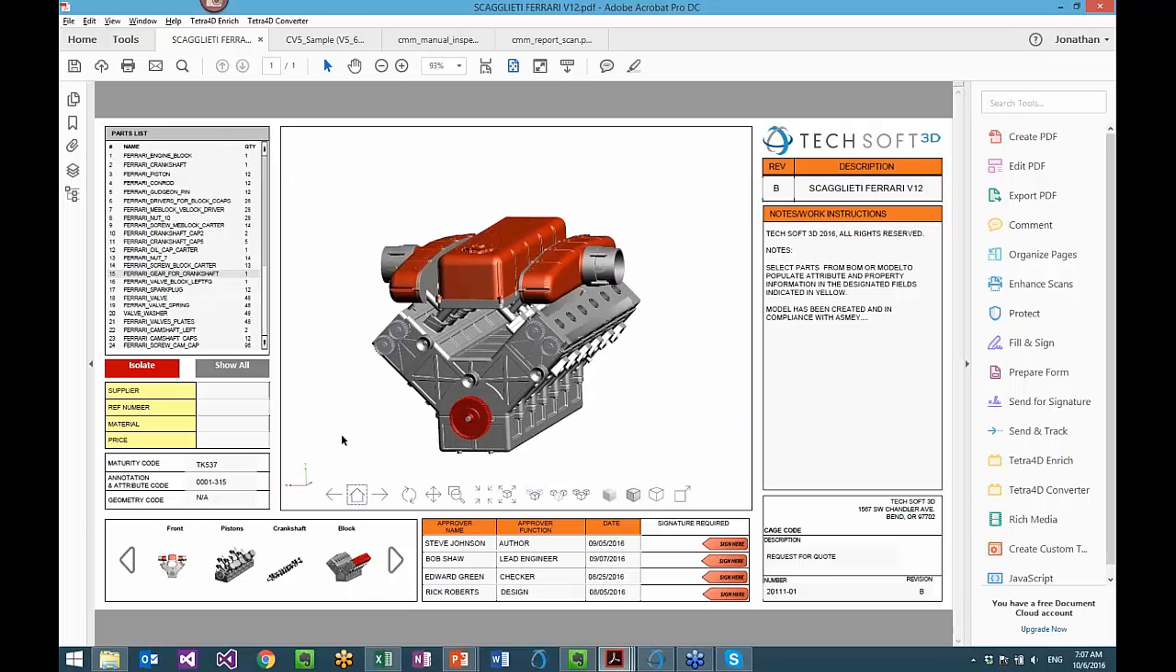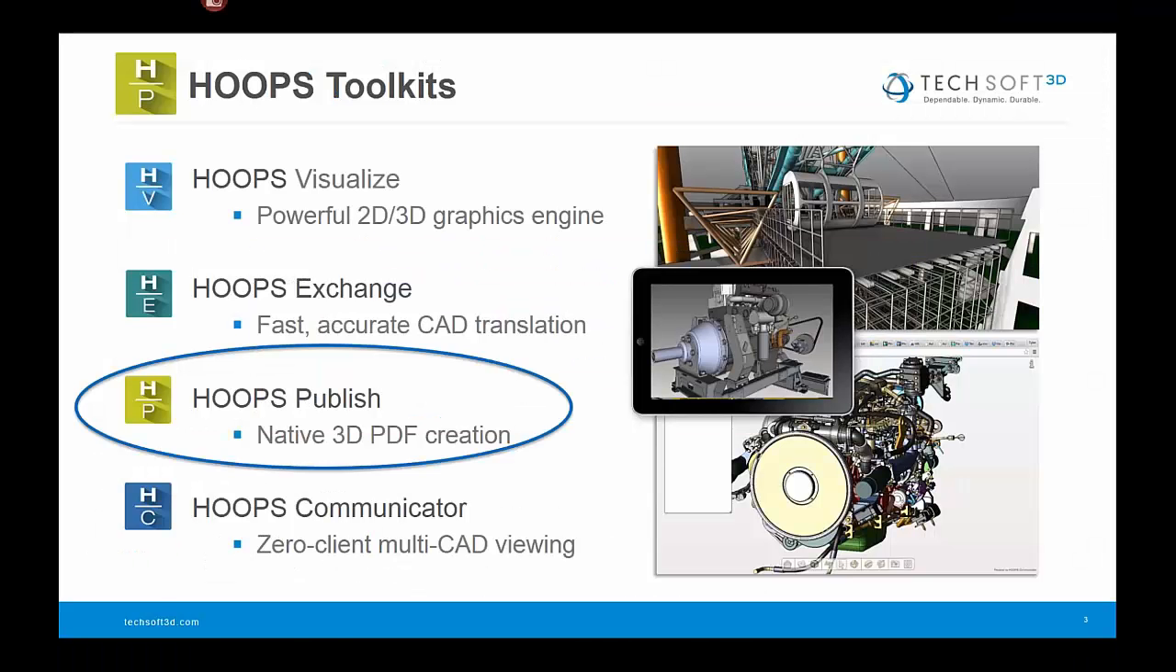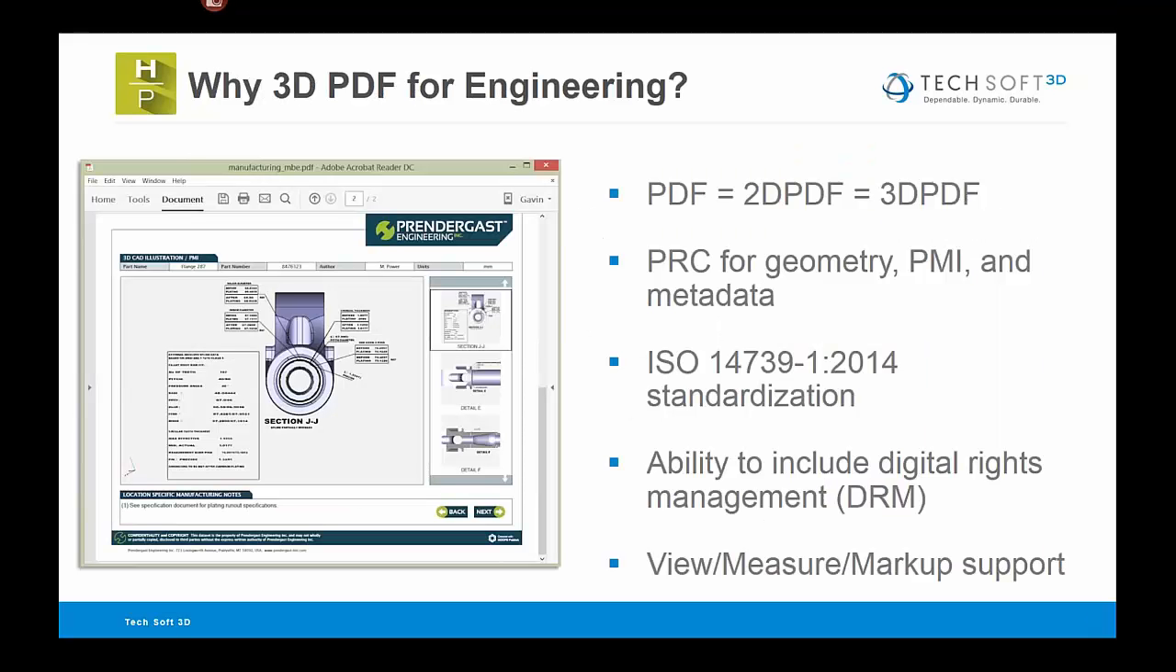So that was a real quick look at what you're able to do with 3D PDF. We're going to look at a few more and have several demos throughout this presentation. But now I'm going to let Dave talk about why 3D PDF for engineering. We're going to look at a number of different workflows and how you can use Hoops Publish to create that type of PDF.